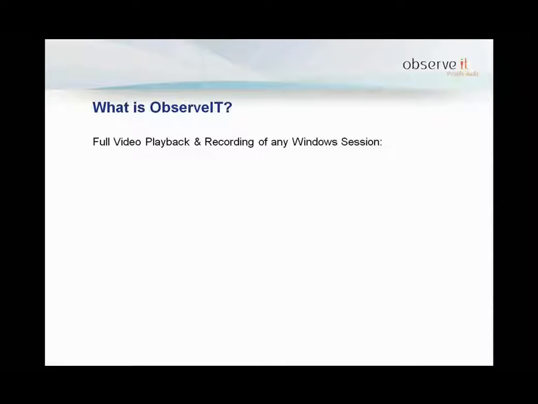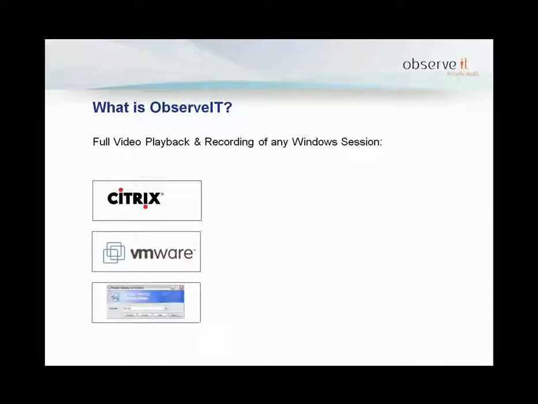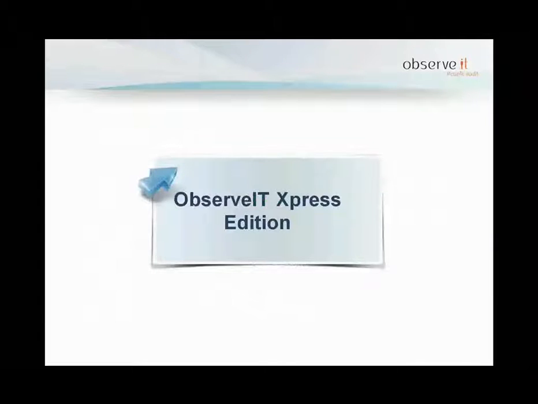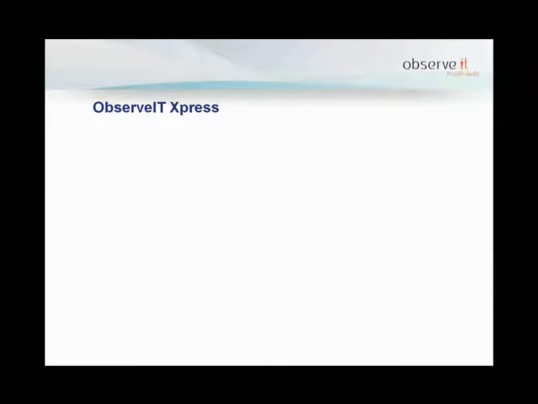So let's start with what is ObserveIT. ObserveIT is a Windows session recording system, meaning that it will record every step somebody takes on the screen, every action, in a way that you can later play it back. We record not only terminal server and Citrix, we record basically any remote access, including VMware View, including PC Anywhere, VNC, and so on, and of course also published applications, and of course Citrix desktop mode.